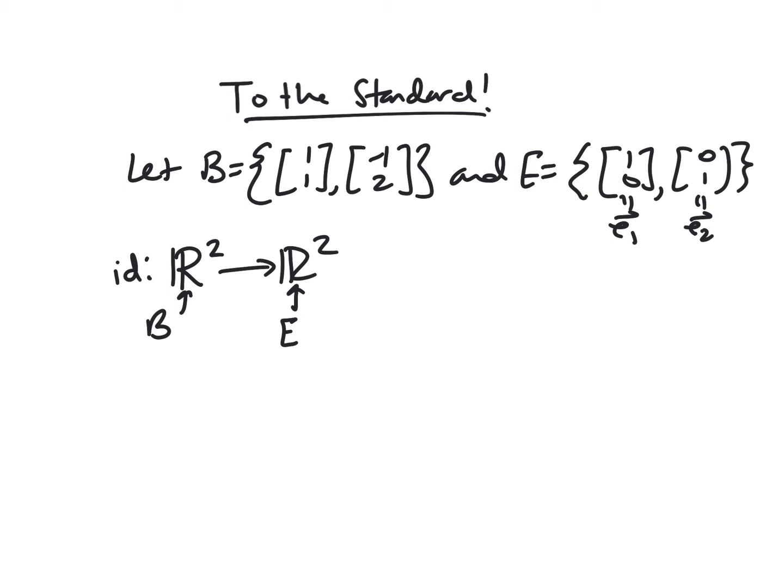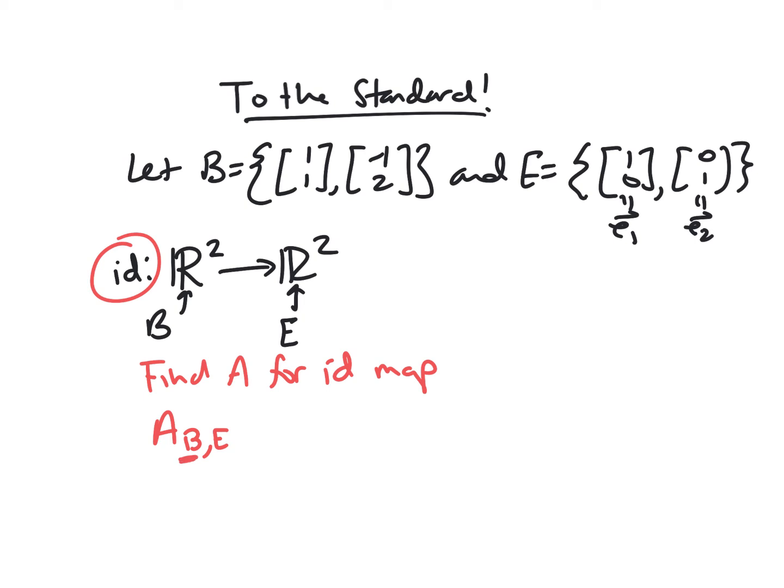So in terms of finding a matrix that does this, it's going to be finding the matrix that represents the identity. So we want to find A for the identity map. And here I'm going to call it A_{B,E} to represent that we're going from the basis B to the basis E. And I'm always going to call our standard basis E in this case, mostly because we call the standard basis vectors the little e_i's, okay?